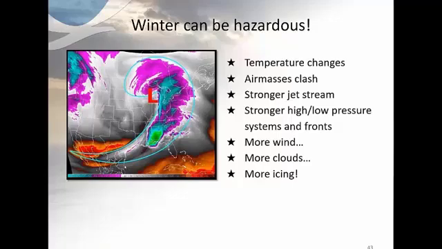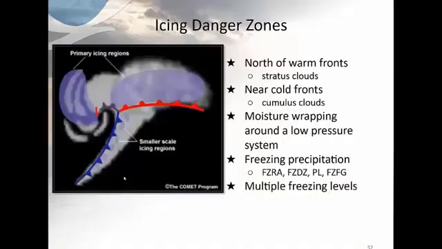You have a lot of temperature changes, especially in the middle of the country. Air masses are clashing together. The jet stream is stronger. We have stronger high and low pressure systems and fronts, more winds, more clouds, more icing. So this is where all the ingredients tend to come together.